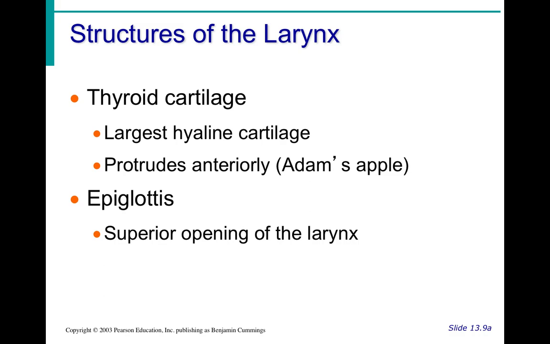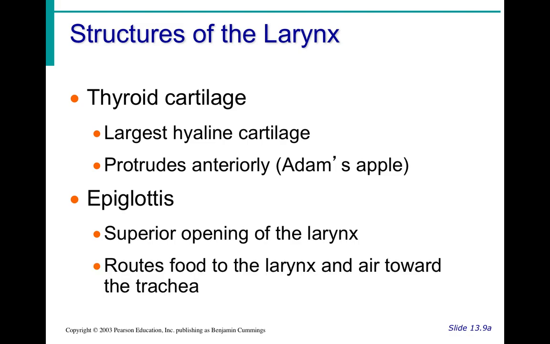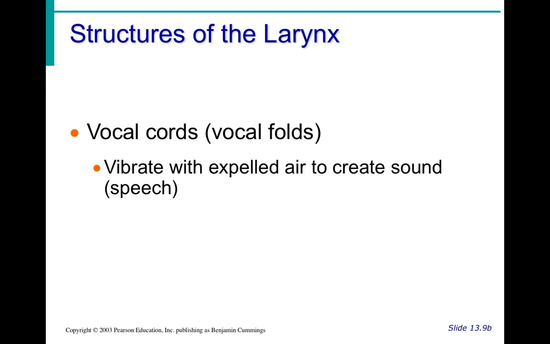At the top of it, you have your epiglottis, and your epiglottis is what blocks the trachea when you're swallowing food. It routes food to the larynx and air towards the trachea. So food goes to the larynx that will go back into the esophagus. It routes the air into the trachea to go down to the lungs.